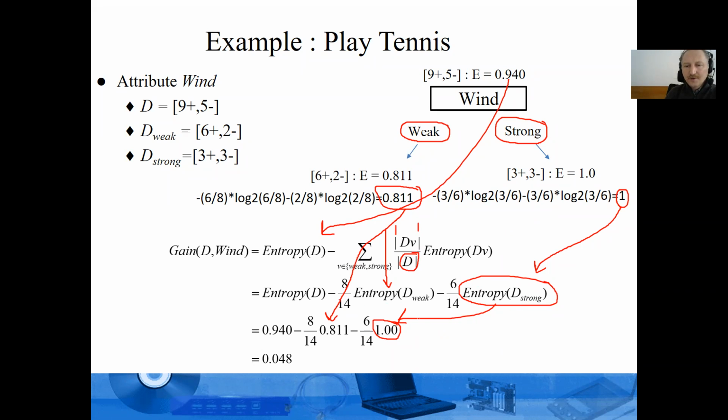Again, for D strong, what is the size of the strong subset? 6 plus 2, 8. What is the size of the whole set? 14, all 14: 9 plus 5, 14. And the gain for the wind attribute is 0.048.